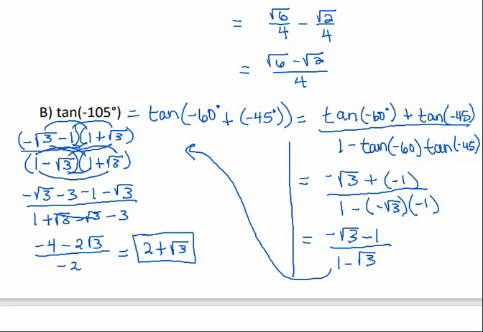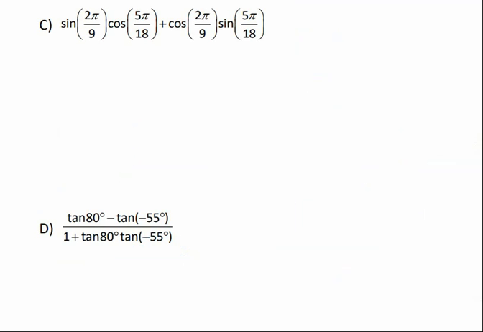All right, let's see. Okay, in this next example, we're going to go backwards. So we're using the sine sum identity. All right, so that tells me that I'm just going to be adding these two together. So this would be the same thing as the sine of these two angles, 2 pi over 9 plus 5 pi over 18.